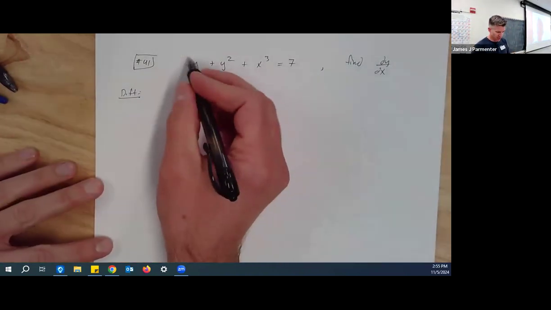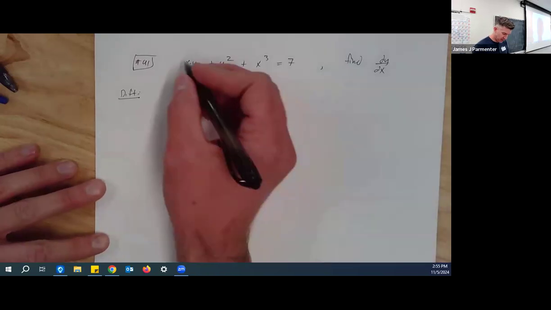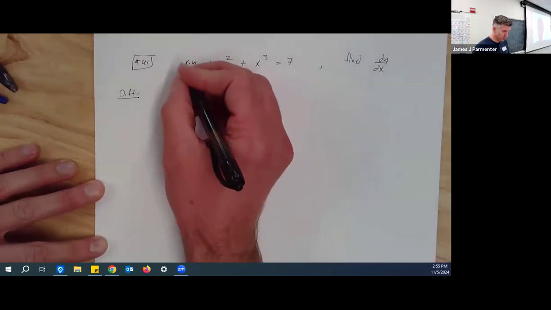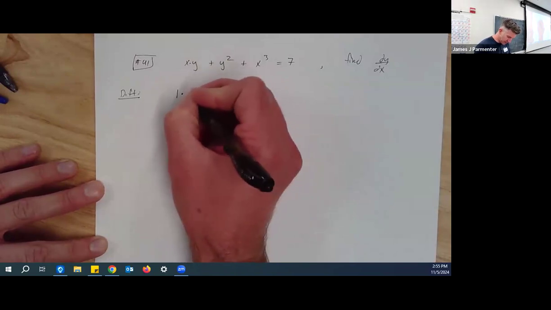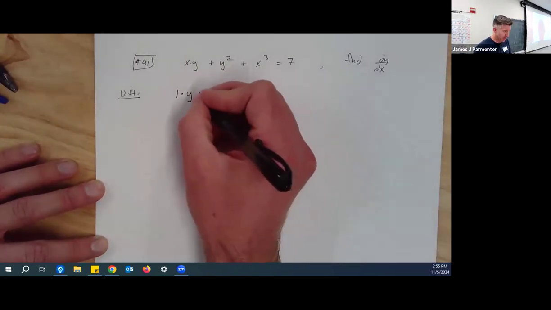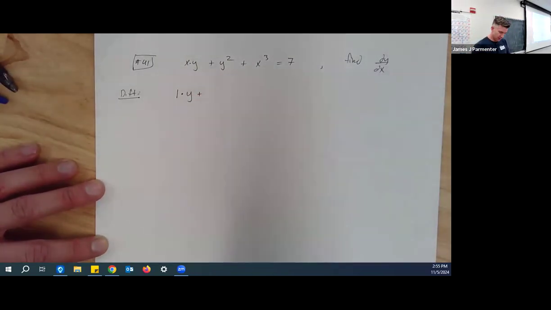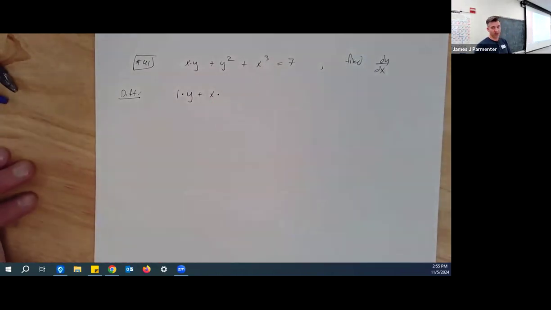So, x times y, I'm going to have to use the product rule there. For the derivative of x times y, I'm going to take the derivative of one part. The derivative of x is 1, times leave the other part alone, and then plus, switch it up: leave the first part alone, multiply by the derivative of the second part.